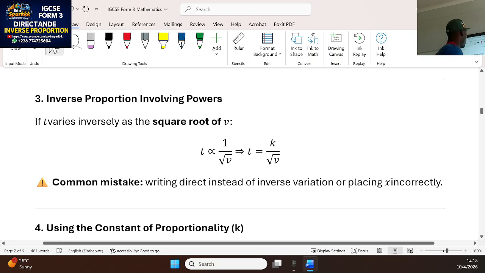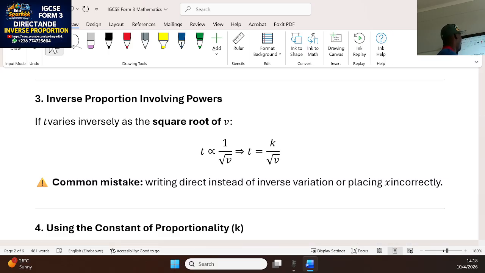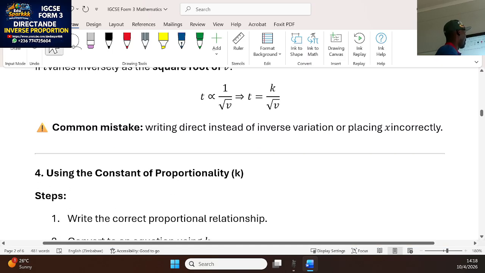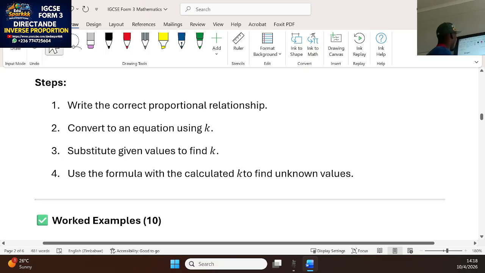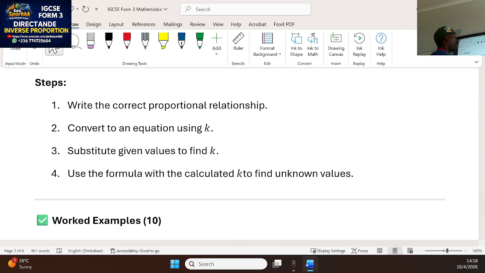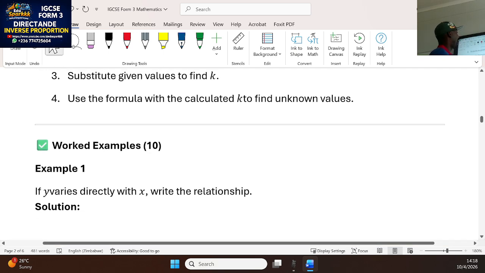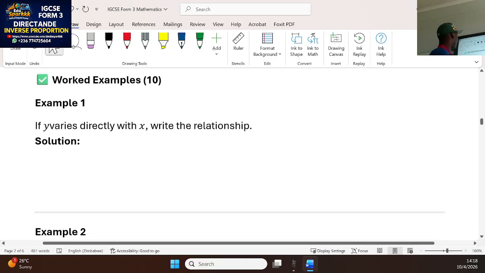Inverse proportionality also involves powers like roots, you name them. For example, t varies inversely as the square root of v. A common mistake is writing direct instead of inverse variation, or placing x incorrectly. Also, when we are using the constant of proportionality, write the correct proportionality relationship, convert to the equation using k, then substitute given values to find k. Use the formula with the calculated k to find unknown values.